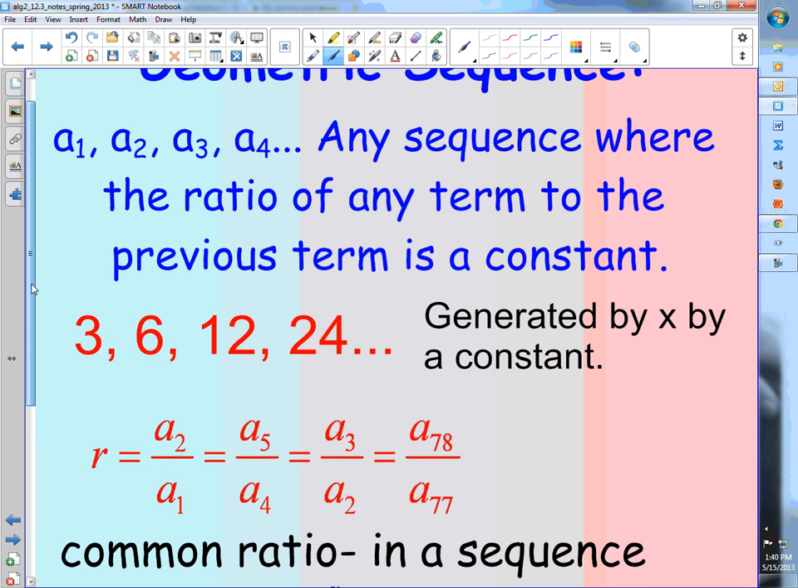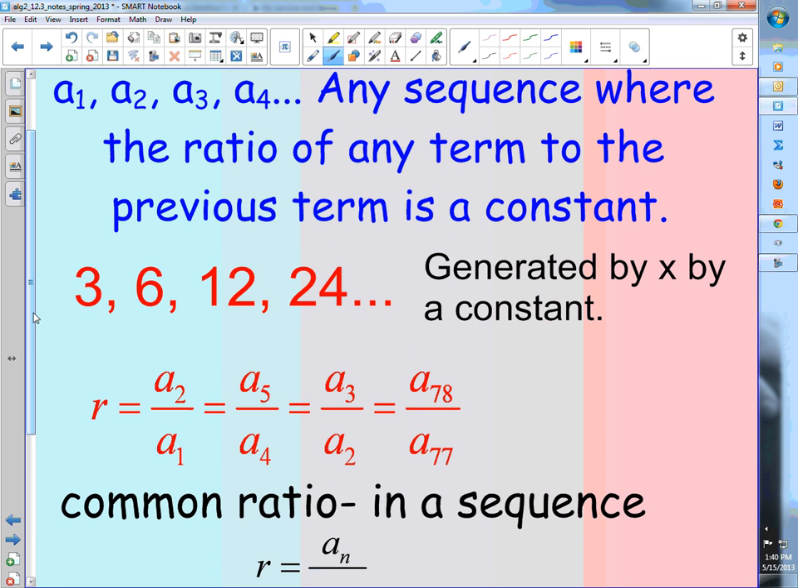Okay, so we're looking at any term where you're multiplying one term by the same thing to get the next term. What am I multiplying by here? 2. 2 times 3 is 6. 2 times 6 is 12. 2 times 12 is 24, and so forth. The common ratio, R, can be found by taking any term divided by the previous term. So 12 divided by 6, 24 divided by 12, 6 divided by 3. They are all equal to 2.